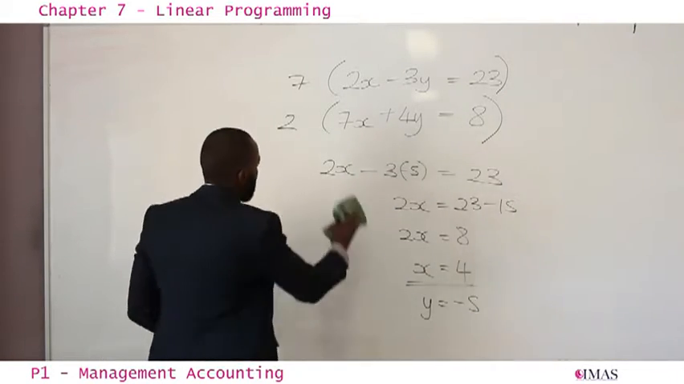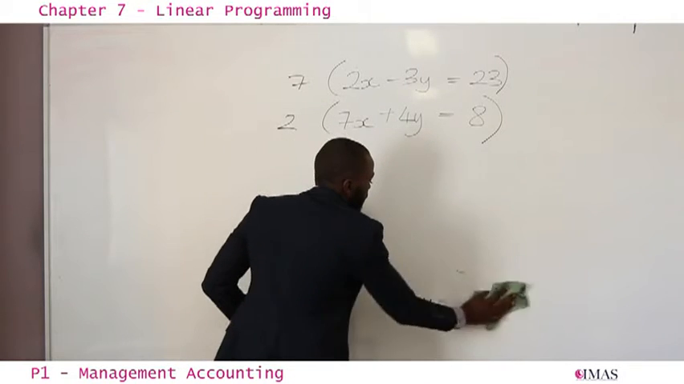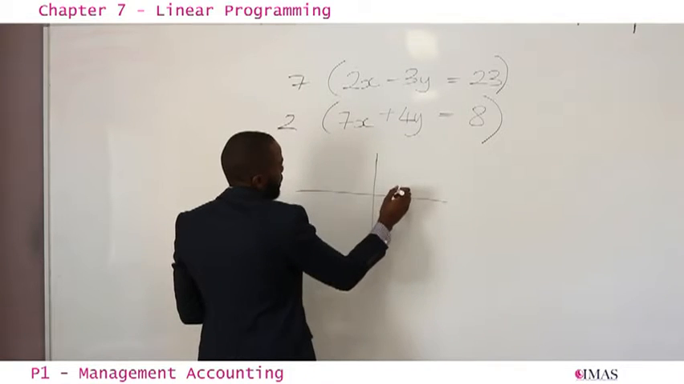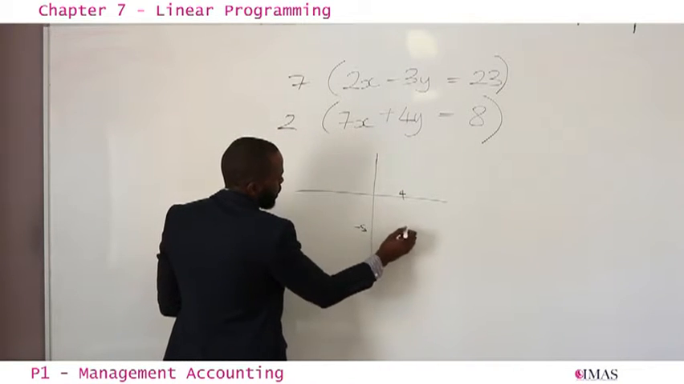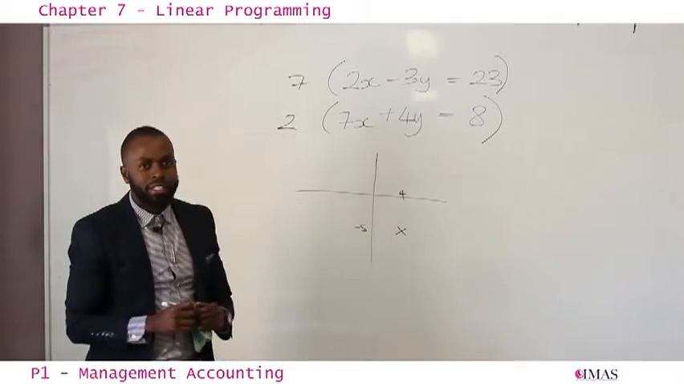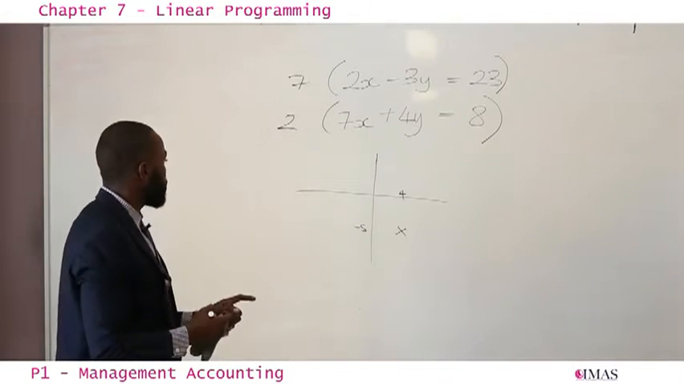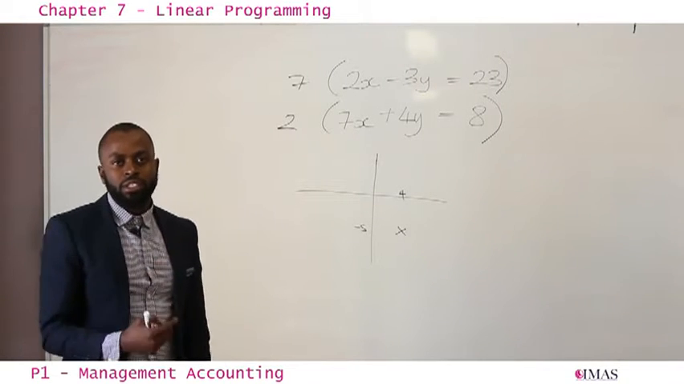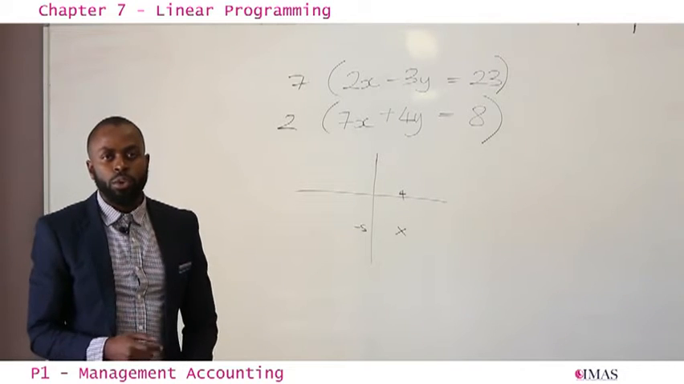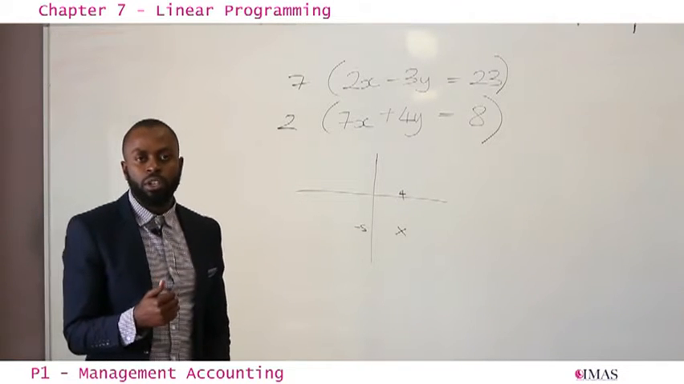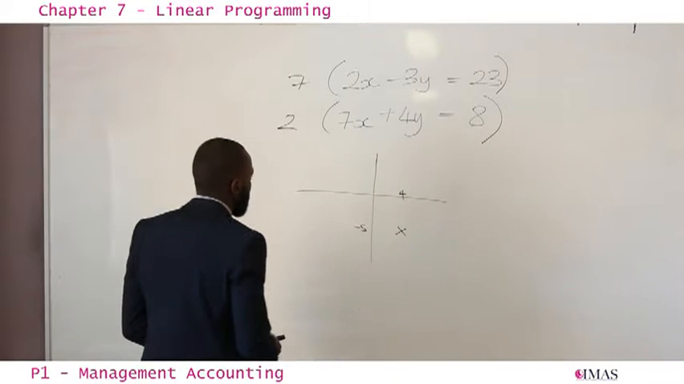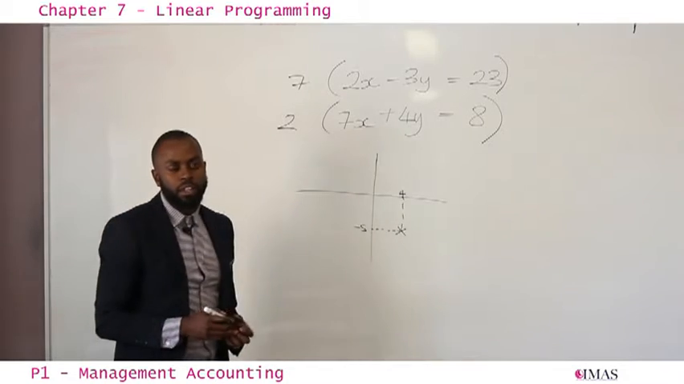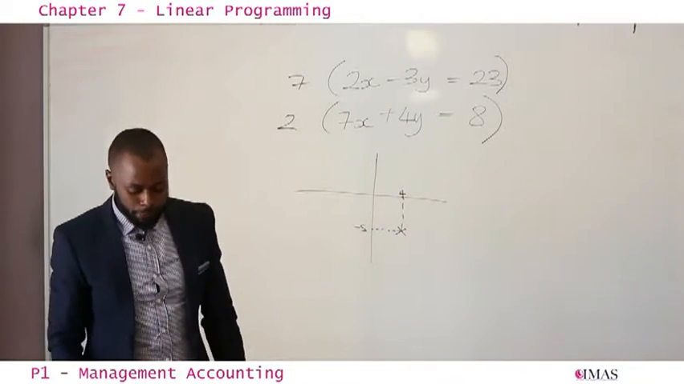Now what does this mean? What we're basically saying is, we have two lines. These two lines are meeting at this point where x is equal to 4 and y is equal to minus 5. That's why we're using simultaneous equations. We use them when we have two straight lines and we want to find the point where they're meeting. So in this case, they're meeting at the point where the x-coordinate is 4 and the y-coordinate is minus 5. That's where the two lines are meeting.